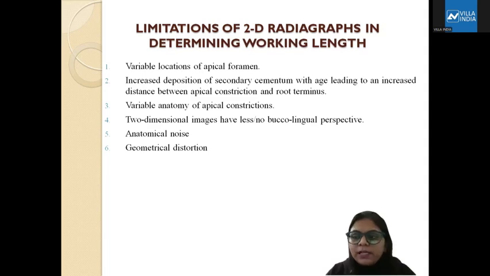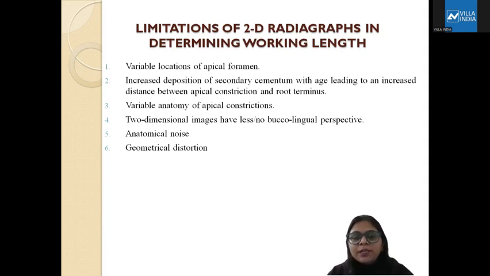The third is the variable anatomy of the apical constrictions. We all know there are 4 types of apical constrictions. First is type A, the most traditional one, the single apical constriction. The second is type B, the tapered constriction. Type C is multi-constricted, and type D is the parallel constriction. The variable constrictions are many times not clearly visible in the two-dimensional radiographs. The next one is that two-dimensional images have less to no buccal-lingual perspective. We usually have the mesiodistal perspectives in the two-dimensional radiographs, but not the buccolingual perspectives.